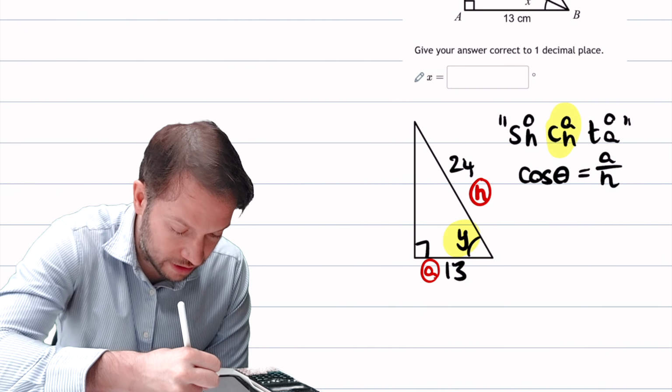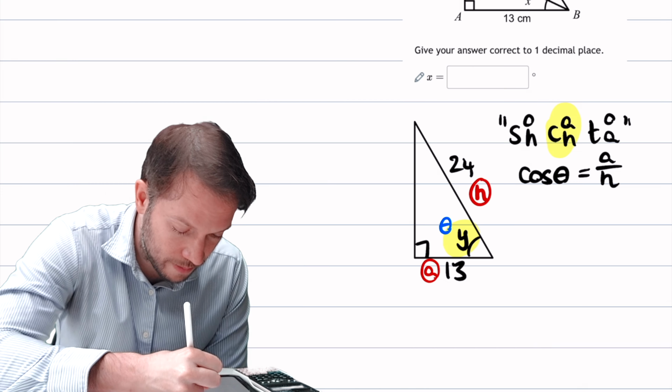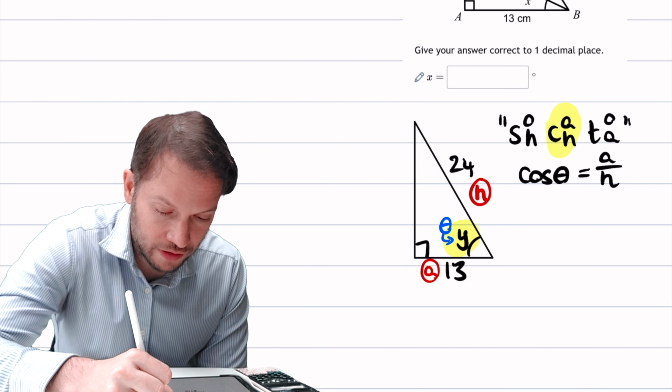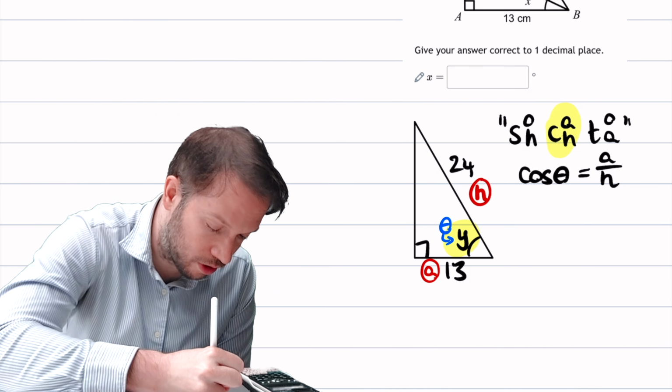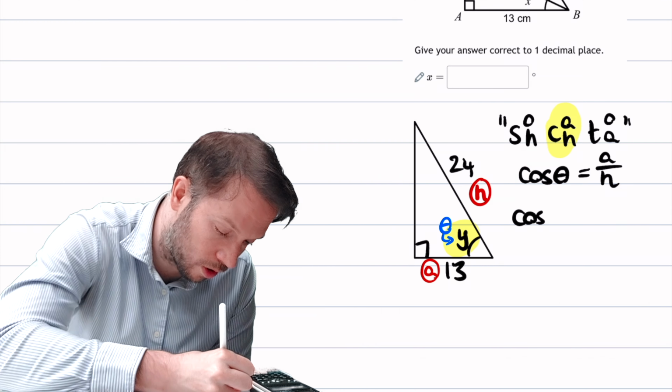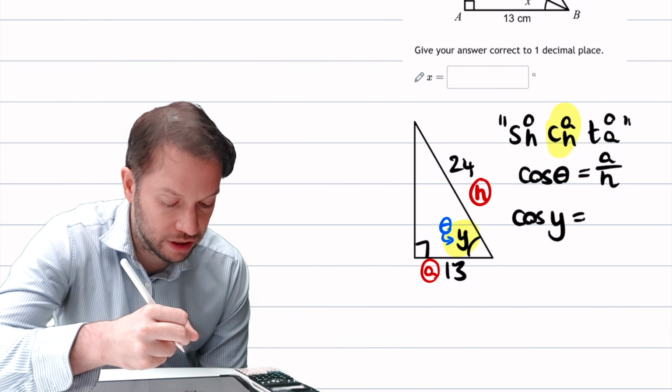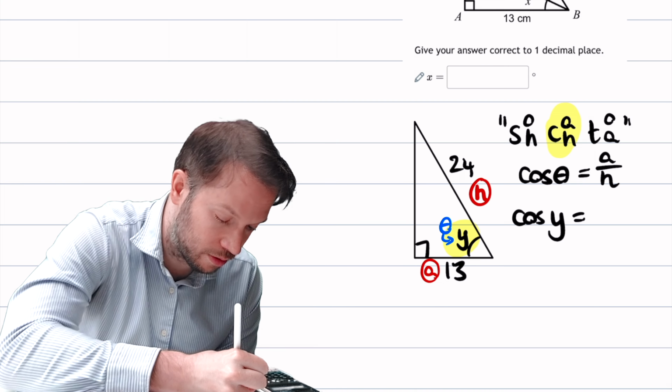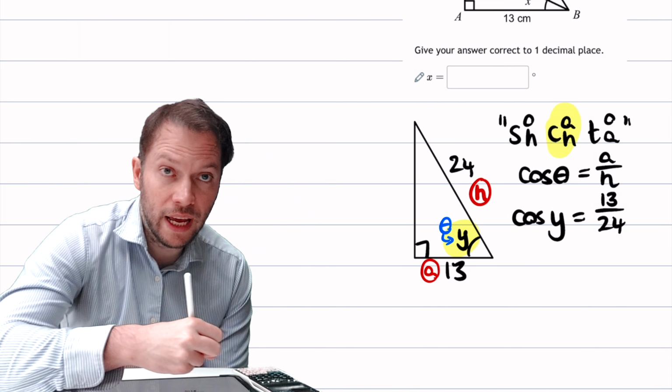So now we just need to substitute everything into our formula. The angle of interest is this y here. So that's the theta. So if we sub in, we've got cos of the theta, which is y, the angle of interest, is equal to A over H, which is 13 over 24.